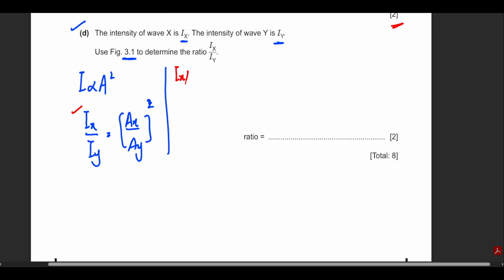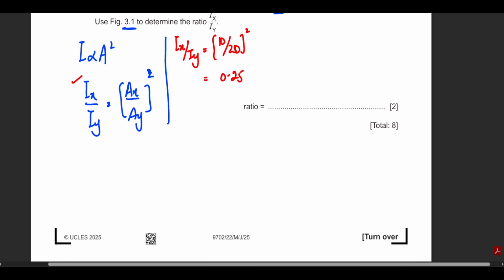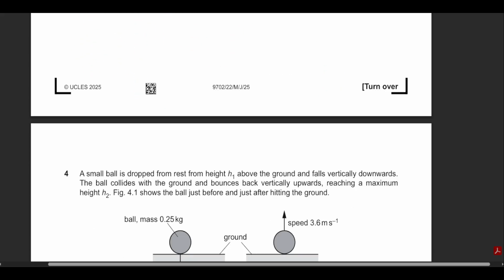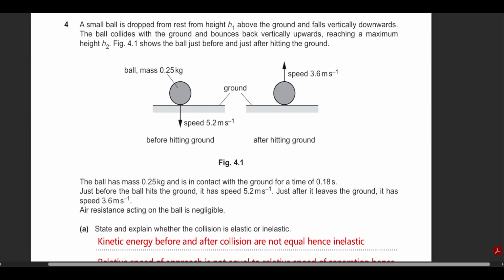This will be Ix divided by Iy equals 10 divided by 20 whole squared. This is going to come out as 0.25. The answer is 0.25. Let's move on to question number 4.